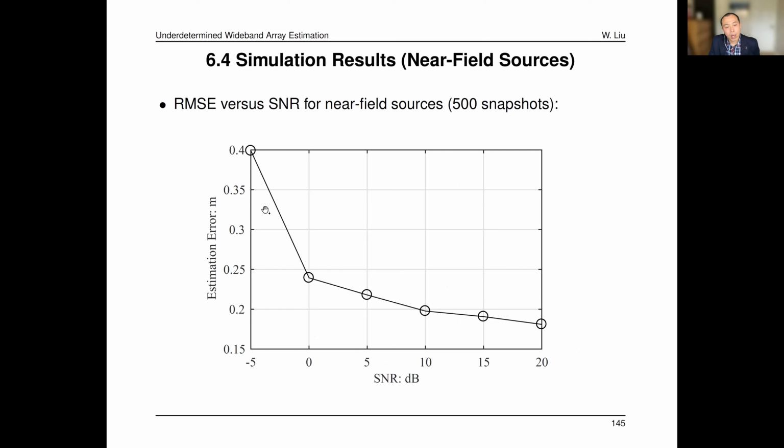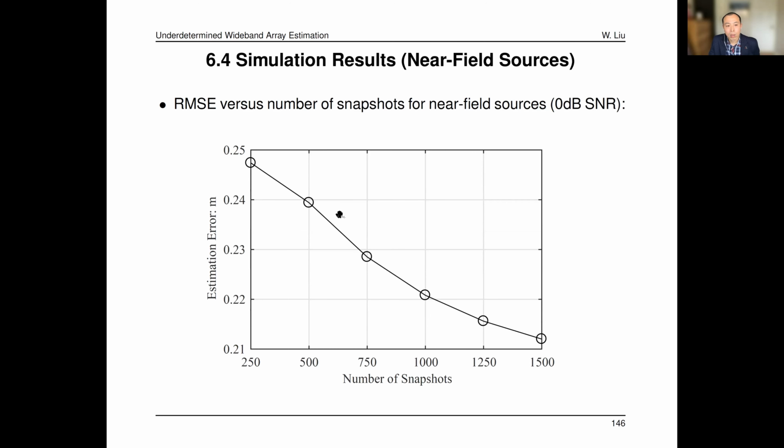And then you have this RMSE versus SNR result, from minus 5 dB to 20 dB. As you increase the SNR, the estimation error decreases accordingly. For this RMSE versus number of snapshots, again, you get this improvement with more and more snapshots available. So that's section 6.